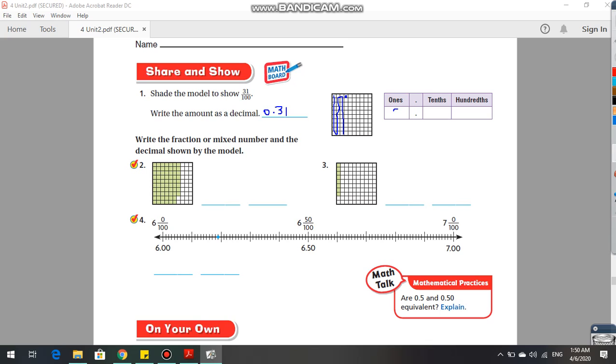Now if I want to represent it here, do I have any whole numbers? No, so I will put a 0. What is the number that I have in the tenths? It's 3, and hundredth, 1.